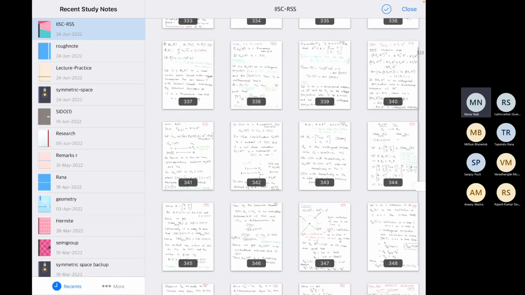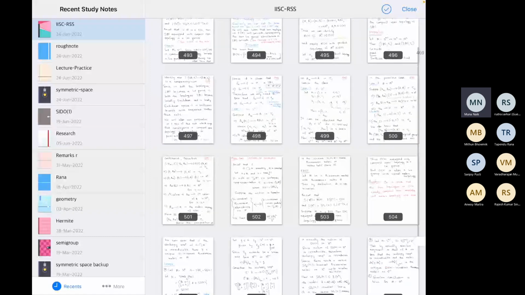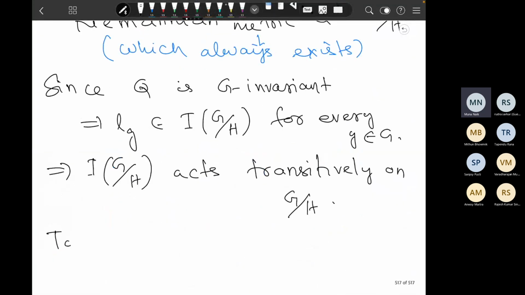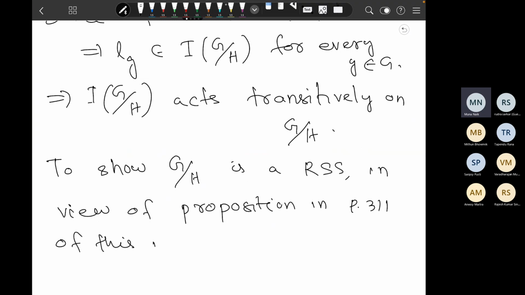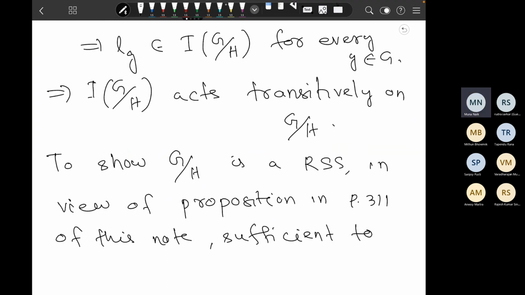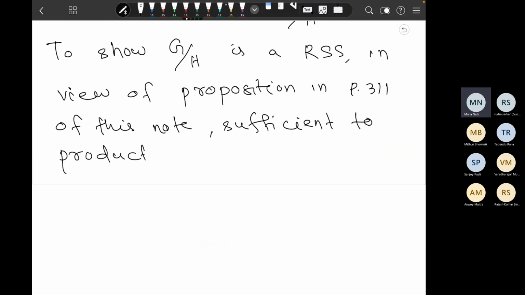So to show this G mod H is a Riemannian symmetric space, in view of the proposition on page 311, it is sufficient to produce s_o, where o is really pi of e.